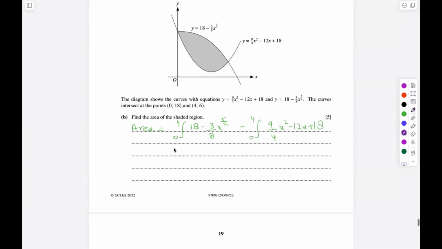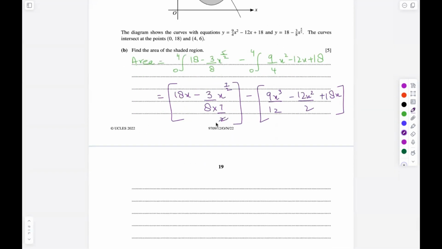So integrating 18, that will become 18x minus integrating 3/8 x to the power 5/2. So this will be 3/8, increasing 5/2 by 1, that becomes 7/2, and we'll divide it by the new power, which is 7/2. Now integrating the second equation, that will become 9x cubed/12. This will become minus 12x squared/2, and integrating 18, that will become 18x.